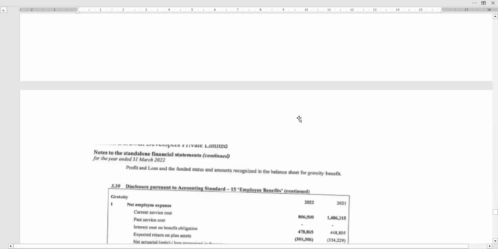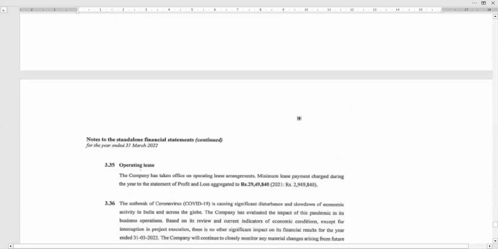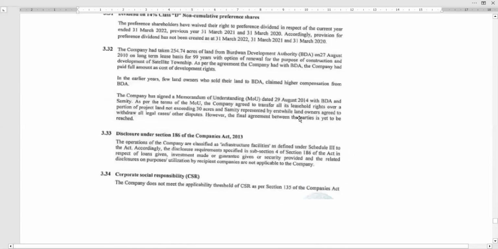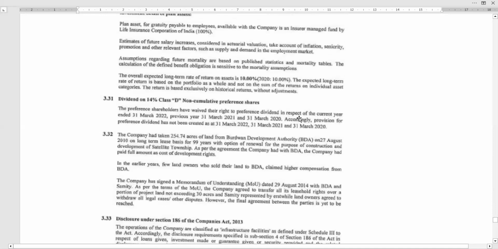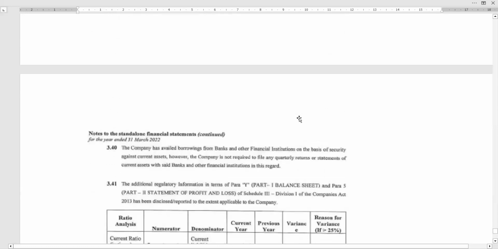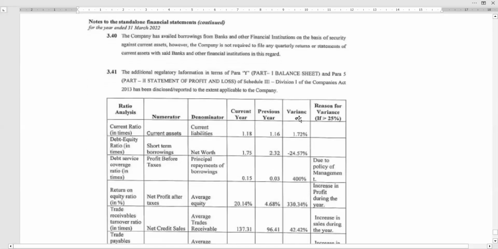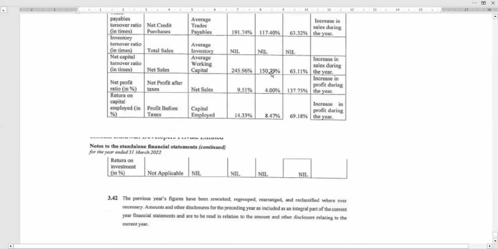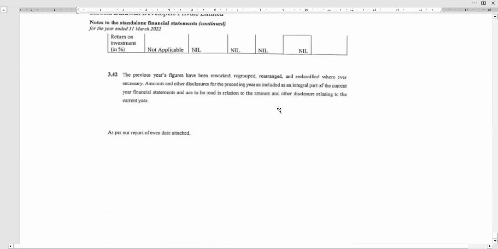Next, employee benefits. Fine, that's all. I don't think there is any other important point here. Ratios, this is ratios as per the balance sheet. These are all again balance sheet notes actually.